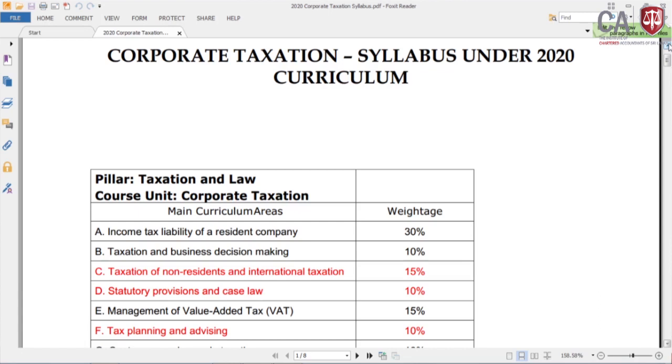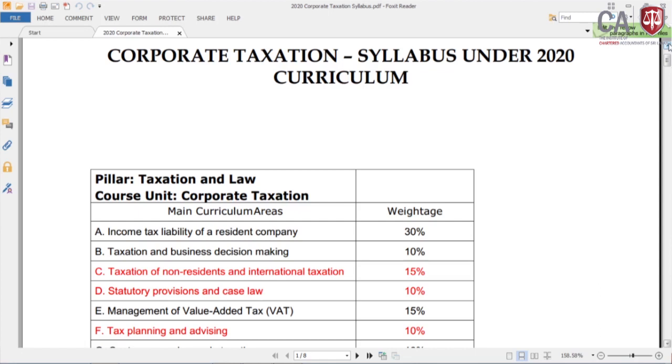Taxation of non-residents and international taxation covers 15% of your syllabus. I thought it's good to take this 15% syllabus area and discuss it with you all, because other than practicing the same questions which you can attempt in the paper, I thought it's good to have a wider discussion on non-resident taxation and international taxation.